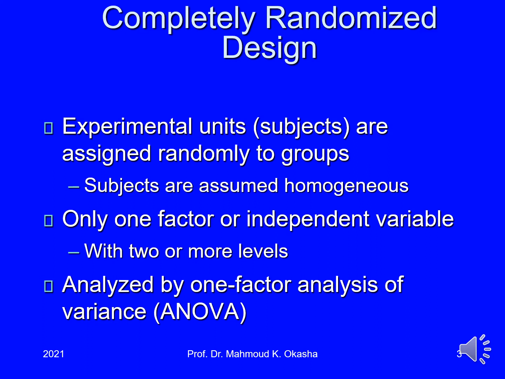So only one factor. In this case, we want to study only one factor or independent variable with two or more levels. So we want to study, for example, the amount of water only, the effect of water only. That's the one factor. In this example, we want to study the effect of water on the trees or plants. So that's one factor, and this factor has different levels.